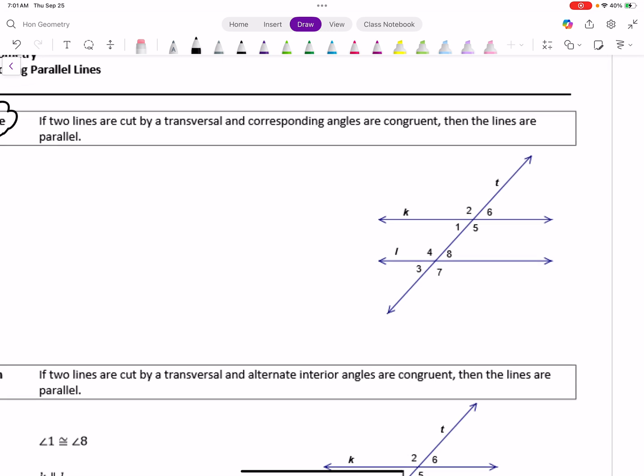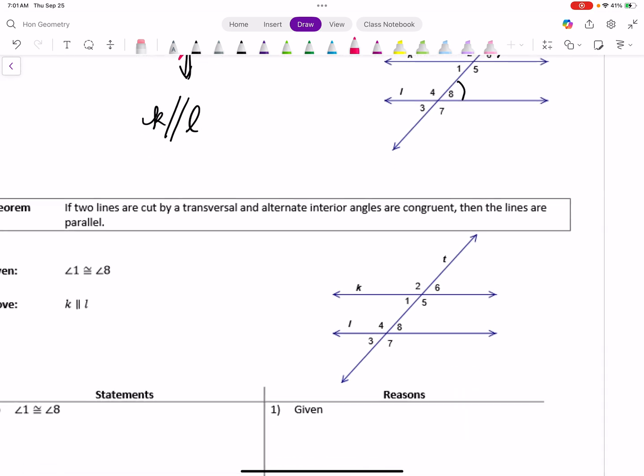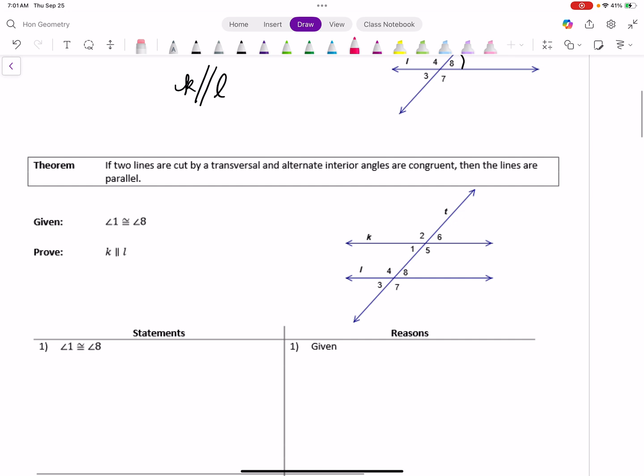So if you have your two lines here, K and L, cut by transversal T, if we knew that any two corresponding angles were congruent, so let's say we knew that angle 6 were congruent to angle 8, then that would imply that K is parallel to L. Now, it also works the other way. If K is parallel to L, then we could say we know that angle 6 is congruent to angle 8. It's going to be a biconditional because it works in both directions. The converse and the regular statement are both true. Okay, but we've got to prove all the rest of them.